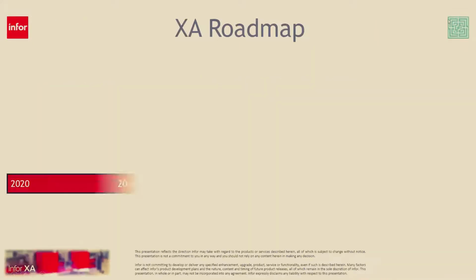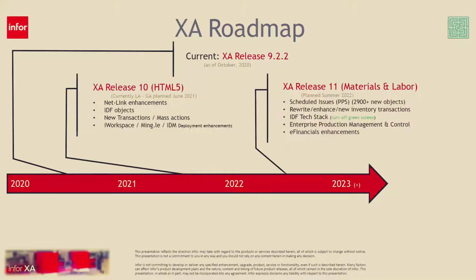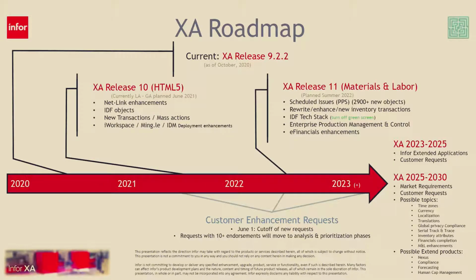First thing I want to touch on is the roadmap. Now, this is a roadmap from Ross. This is the plan for XA over the next couple of years. We're currently at Release 9.2.2. That was as of October 2020. Release 9.2.2 is basically a prerequisite for enterprise financials. There are a huge number of improvements, enhancements, and capabilities that have been added to the system. And 9.2.2 is also the base file structure for Release 10.